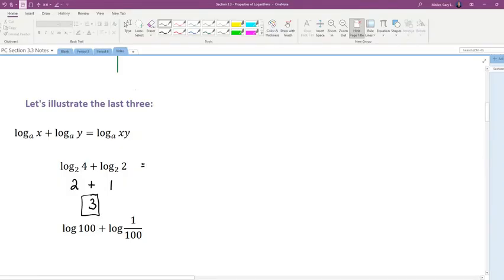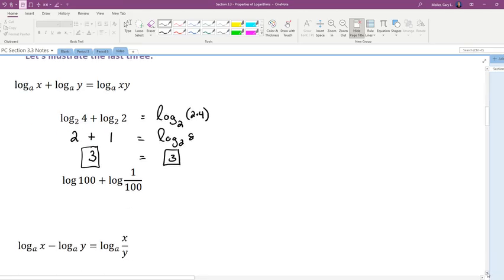But if we use our condensing rules, the rule for addition tells us that I can rewrite them into one logarithm with the same base, and then I would multiply those two together, which of course is log base 2 of 8. And 2 to what power is 8? The answer is 3. So still not proof of this, but an indication that it does in fact work.